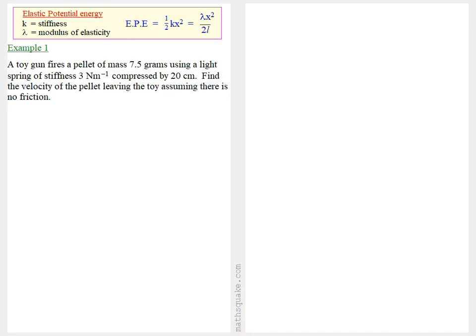Let's have a look at an example. A toy gun fires a pellet of mass 7.5 grams using a light spring of stiffness 3 newtons per meter, compressed by 20 centimeters. Find the velocity of the pellet leaving the toy, assuming there's no friction. Now to solve this, we must remember to put all units in meters and kilograms. So 20 centimeters is 0.2 meters, and 7.5 grams is 0.0075 kilograms.